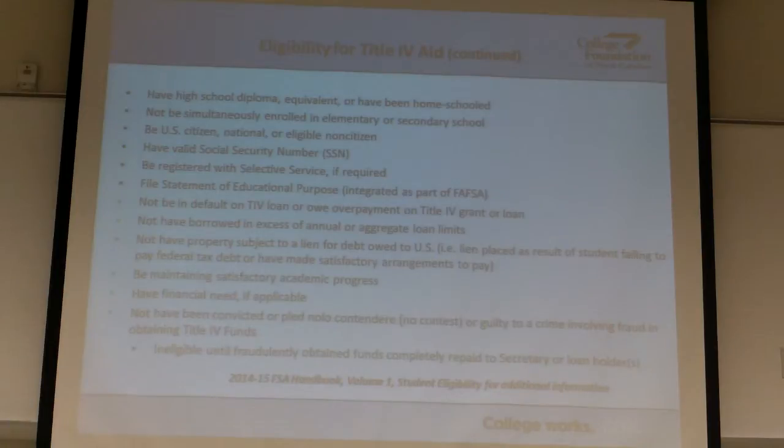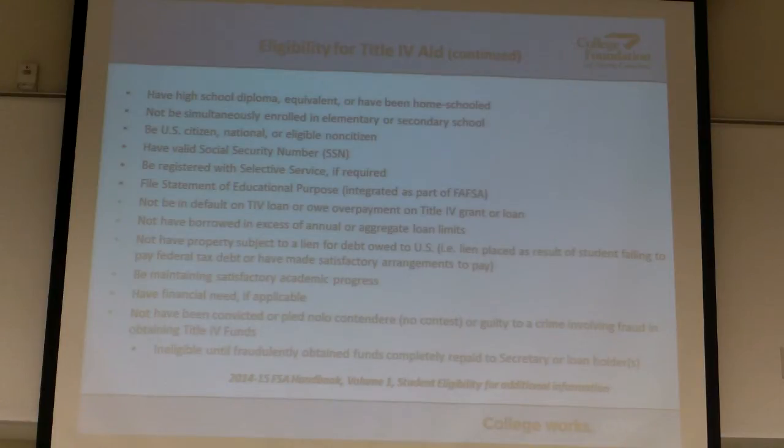The student has to be a U.S. citizen, a U.S. national, or eligible non-citizen. And the eligible non-citizen category is the one with the most variety. We'll get to that in a later slide. The student has to have a valid social security number. That's an easy one. The student has to be registered with the Selective Service if required. That would only apply to males and only certain males. So we'll go over that later too.